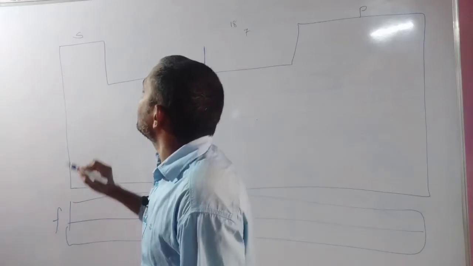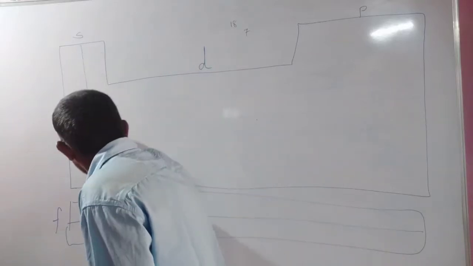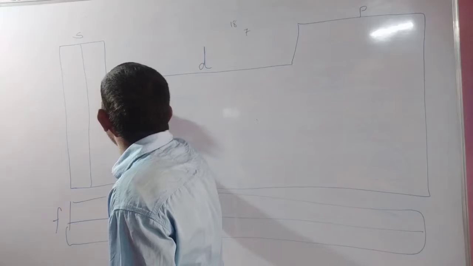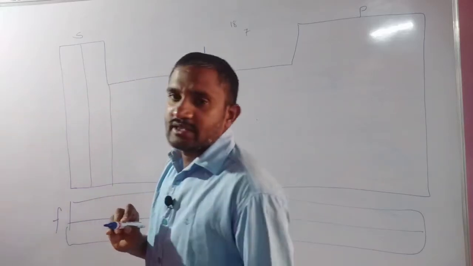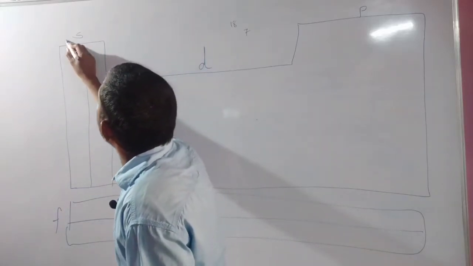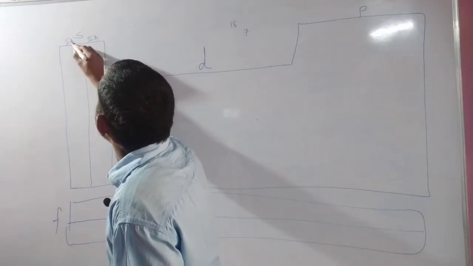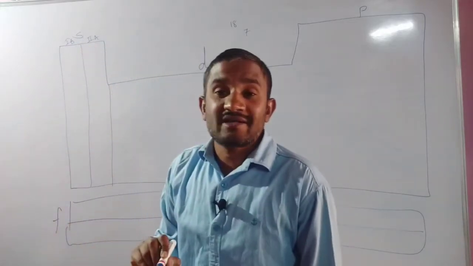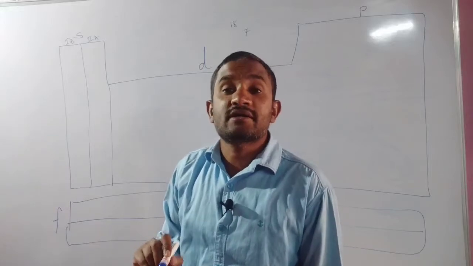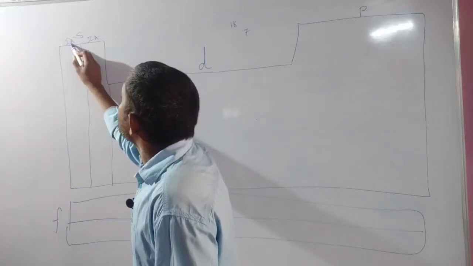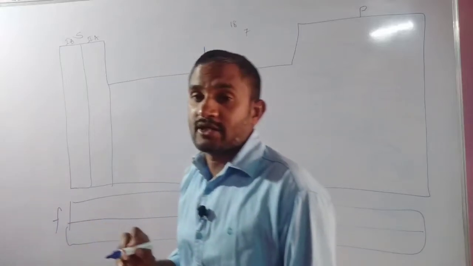Just as we discussed, the S block consists of 2 groups, 1 and 2. We have to represent them as first A and second A. What is meant by A? A is for the American system. We have to remember the first A and second A groups.